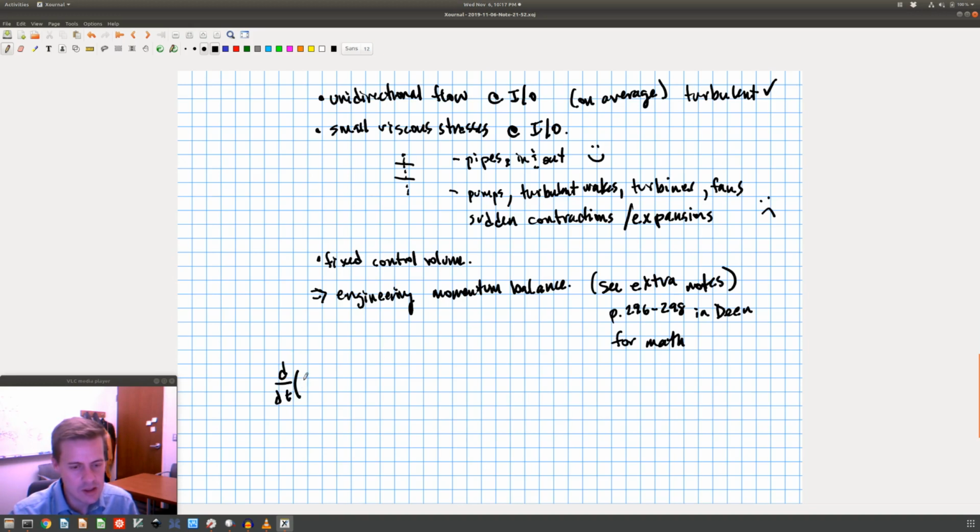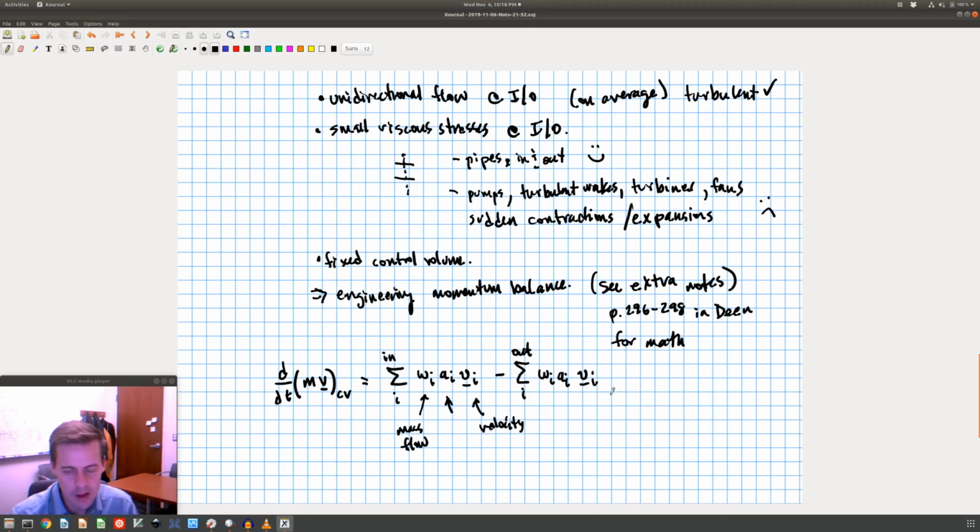So d dt of mv of the control volume. So the change in momentum of the control volume is going to equal the sum of all the inlets of wi, ai, vi, where w is the mass flow rate, and this ai I'll explain in a second, minus the sum of the outlets, wi, ai, vi, and this is the velocity in both of those cases, plus the sum of the forces, where this is going to have pressure, mg, etc.